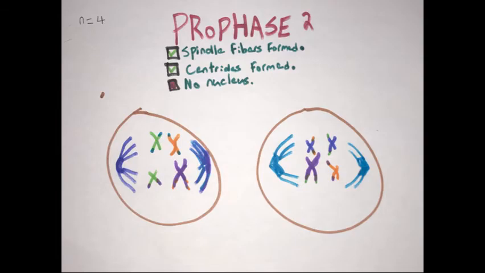Next up, we have prophase 2. During prophase 2, just like prophase 1, centrioles are formed that produce spindle fibers. The cell nuclei dissolves earlier than in prophase 1, as the cell nuclei is not present during the beginning of prophase 2. Other than this minor difference, there are pretty much no differences between prophase 2 and prophase 1.